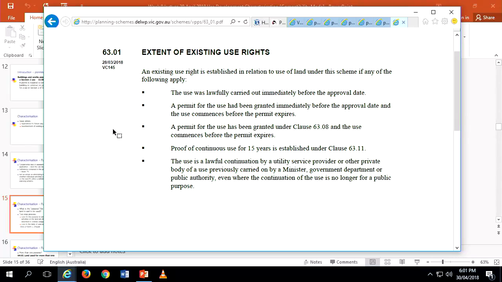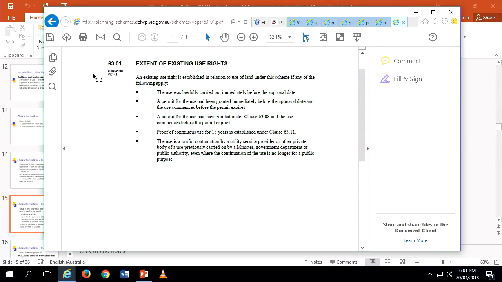Or proof of continuous use for 15 years is established under 6311, or the use is a lawful continuation by a utility provider, etc. So this is then suggesting to us that if you're already doing something, the word use, the activity, then keep going. And we want to look at 6308 and 6311.